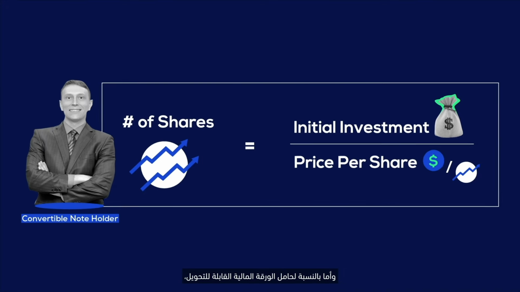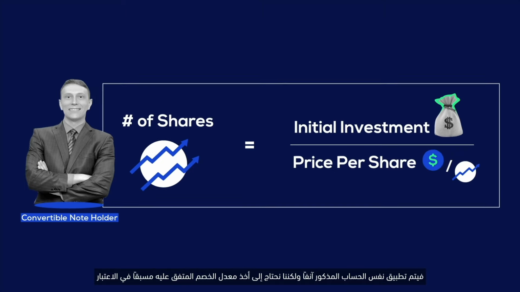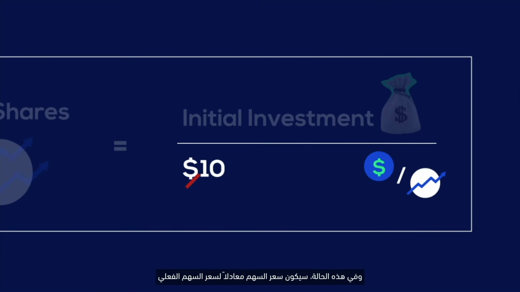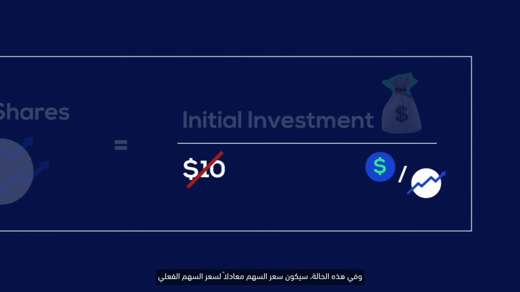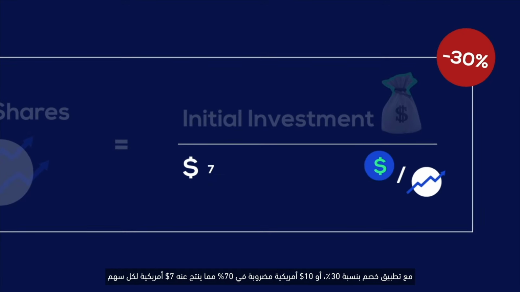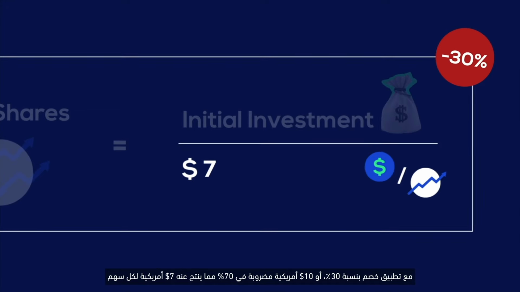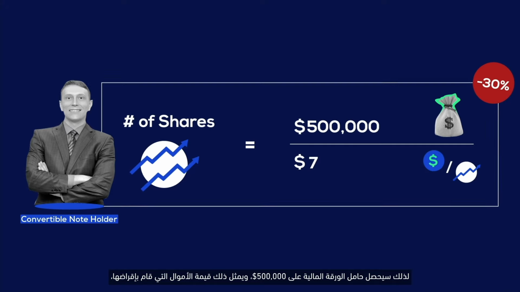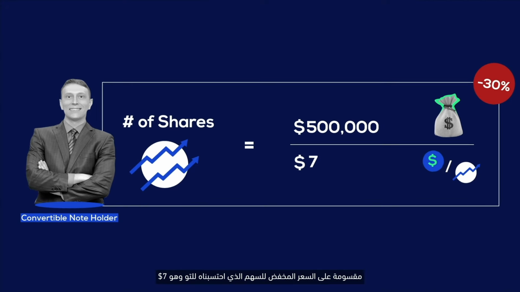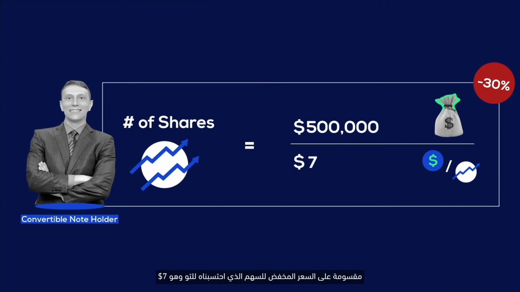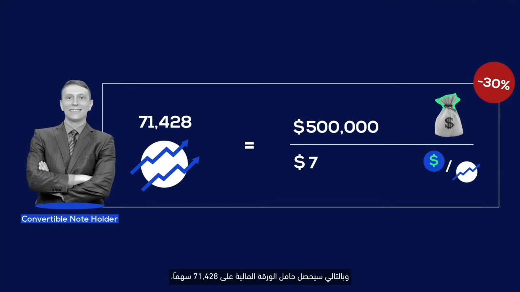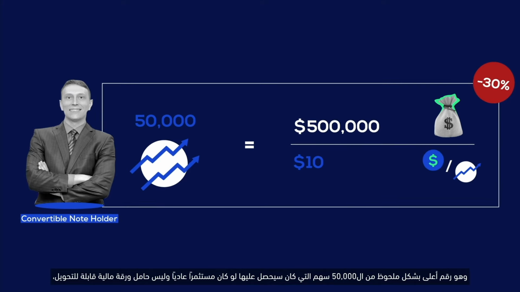For the convertible note holder, the same calculation applies, but we need to take a pre-agreed discount rate into consideration. In this case, the price per share would therefore be equivalent to the actual price per share with a 30% discount applied, or $10 multiplied by 0.7, resulting in $7 per share. The note holder will receive the equivalent of $500,000, the money they initially lent, divided by the discounted price per share we just calculated, which is $7. This translates into about 71,428 shares, many more shares than the 50,000 shares they would have received had they been regular investors instead of note holders.